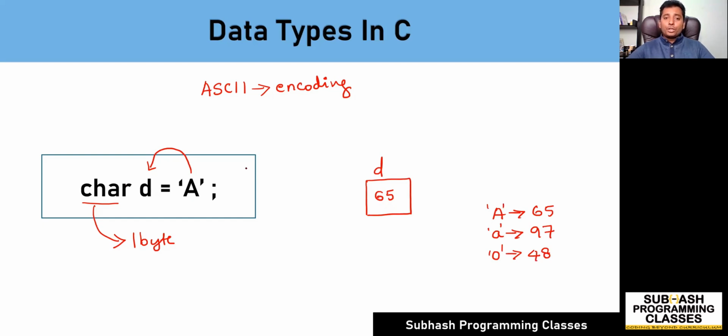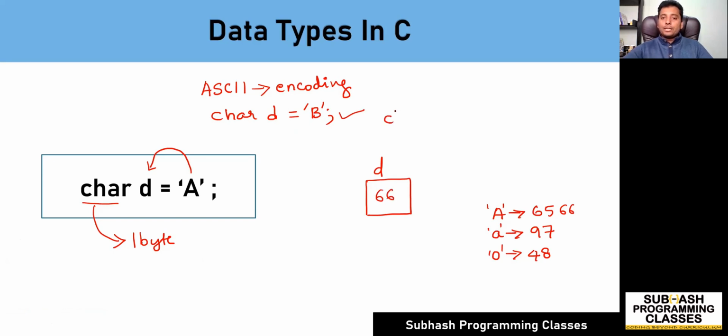So if you write the statement char D is equal to capital B, then what gets stored inside this D is not 65, rather what gets stored is the ASCII value of capital B. If the ASCII value of capital A is 65, then the ASCII value of capital B is 66. You can just add one and continue. So what gets stored inside this D for the statement char D is equal to capital B is 66.